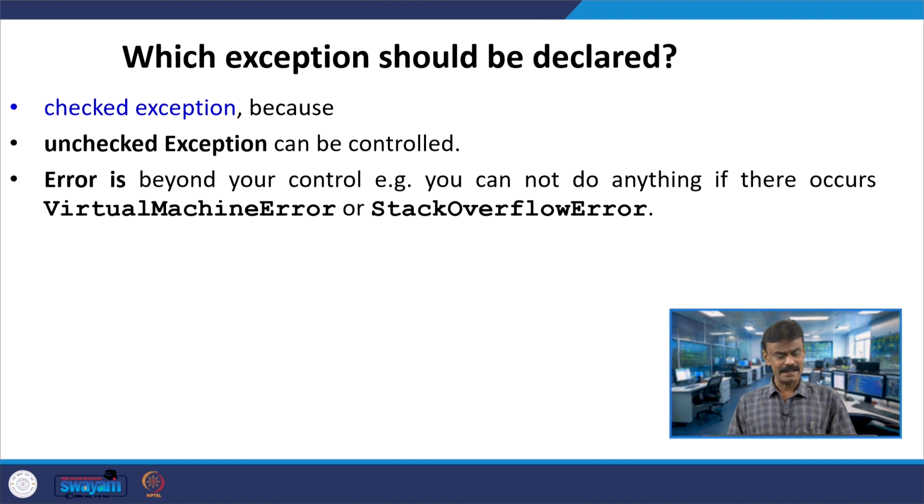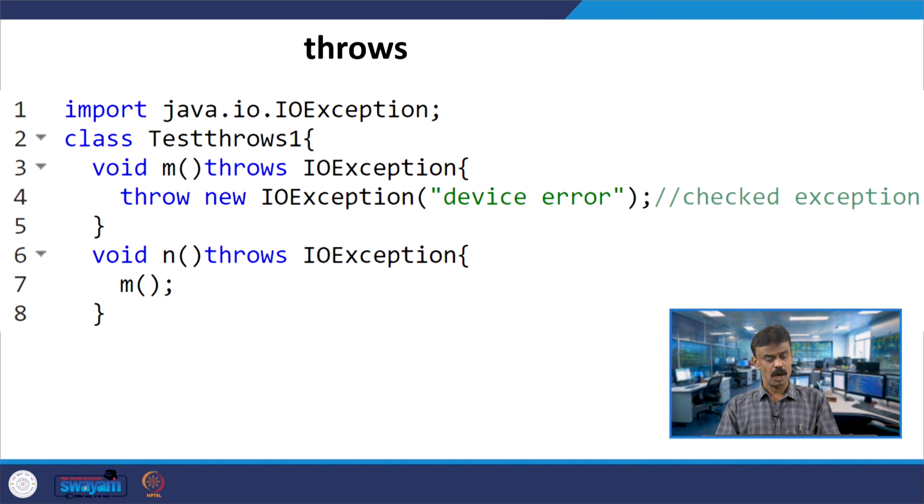As I already said, which exception should be declared? The checked exception should be declared, because the unchecked exception can be controlled. Also, if you are getting an error, for example the stack overflow error or virtual machine error, you cannot do anything, and these are all beyond your control. When it is a checked exception, I can always declare the exception. Now we are going to see how to define the exception.